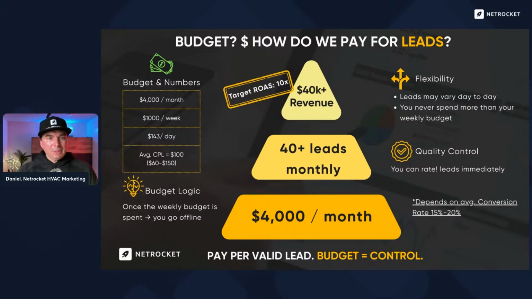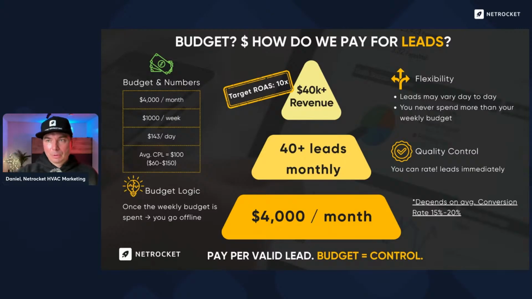And it doesn't matter actually how much the lead costs. Usually the leads are between, I don't know, $40, $50, $60 to $150 or even more. It depends on the competition and on the area. But the main thing is, let's say if we invest $1,000 per week, then it's $4,000 per month, and we expect the average CPL would be $100. We expect to receive 40 calls, 40 leads monthly.